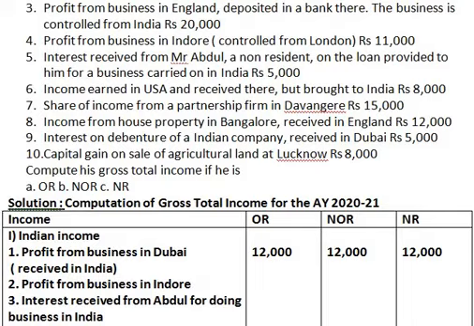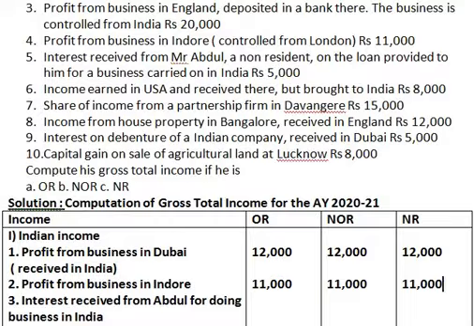So now we are taking profit from business in Indore of rupees 11,000. As it is Indian income, it is taken in all the columns. So take 11,000 rupees in all the three columns. We are done with this also.